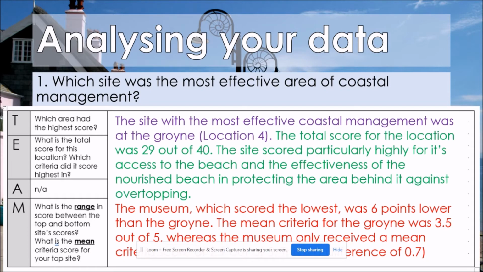Now, skipping that anomaly and looking at your manipulation, it's all about doing something with the data. So we've got here that the museum scored the lowest. So we're now looking at a comparison. It was 6 points lower than the groin. There's your first data manipulation. We've worked out a difference. The mean criteria score for the groin was 3.5 out of 5. So that was what on average it scored for all of those 8 criteria within our survey. Whereas the museum only received a mean criteria score of 2.9 out of 5. This is a difference of 0.7.